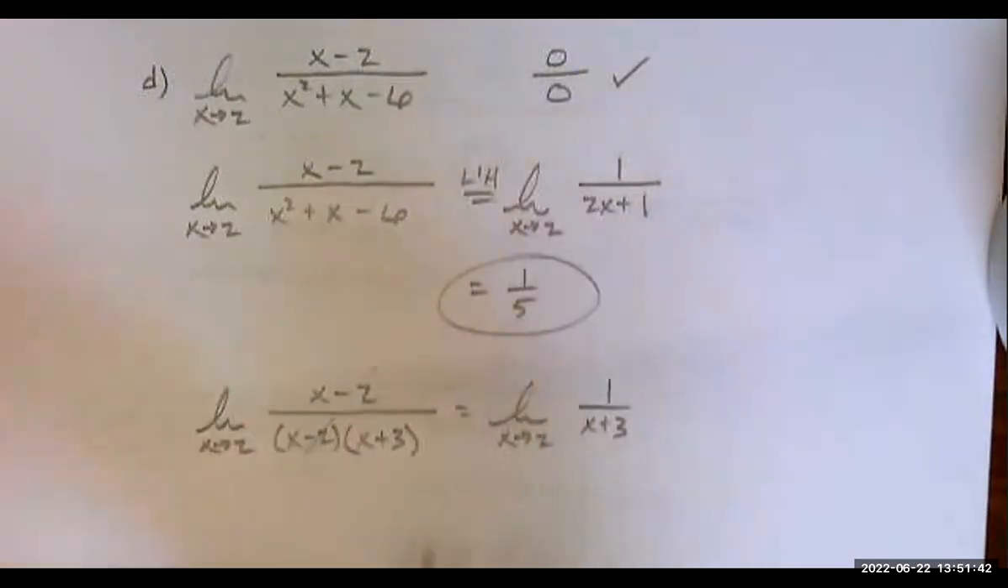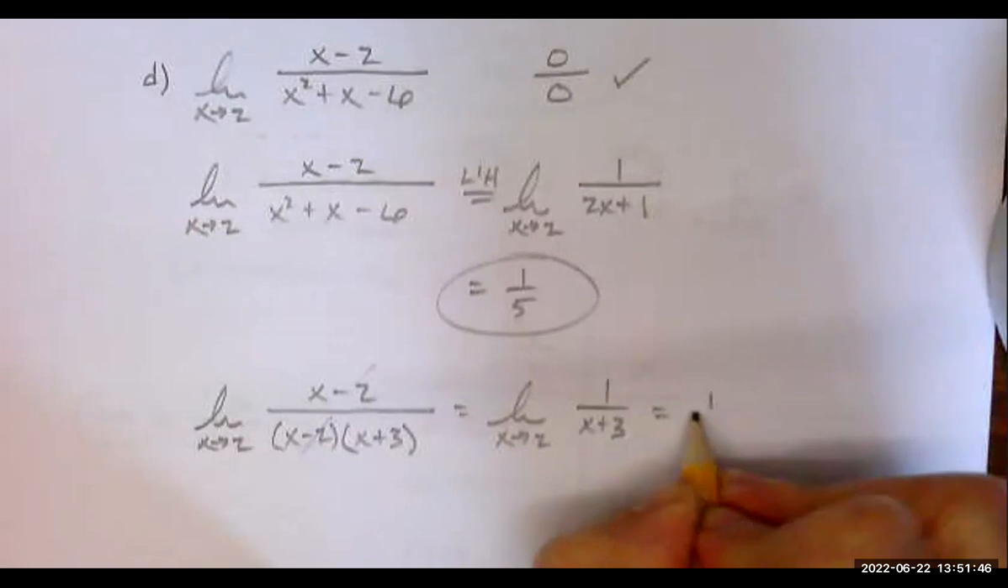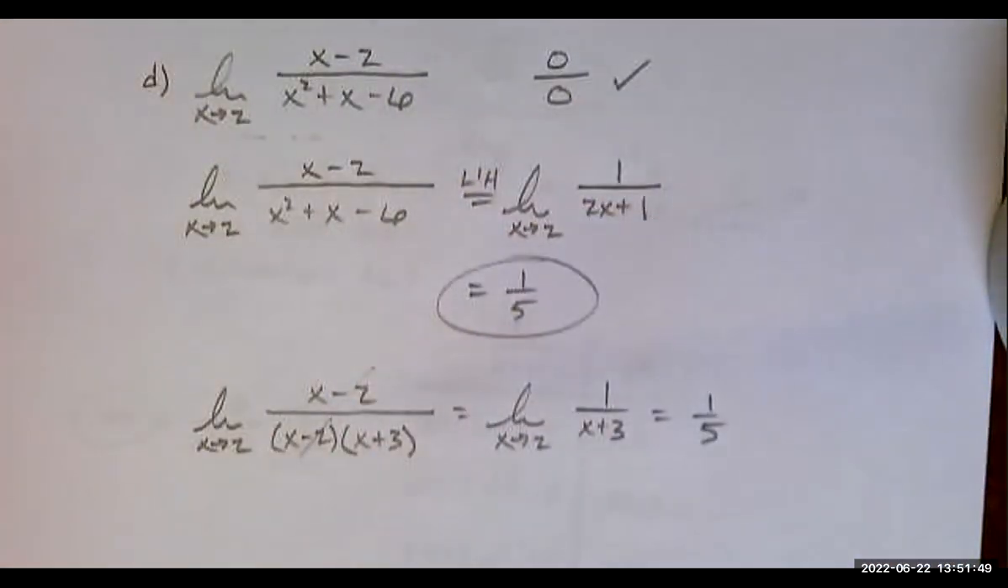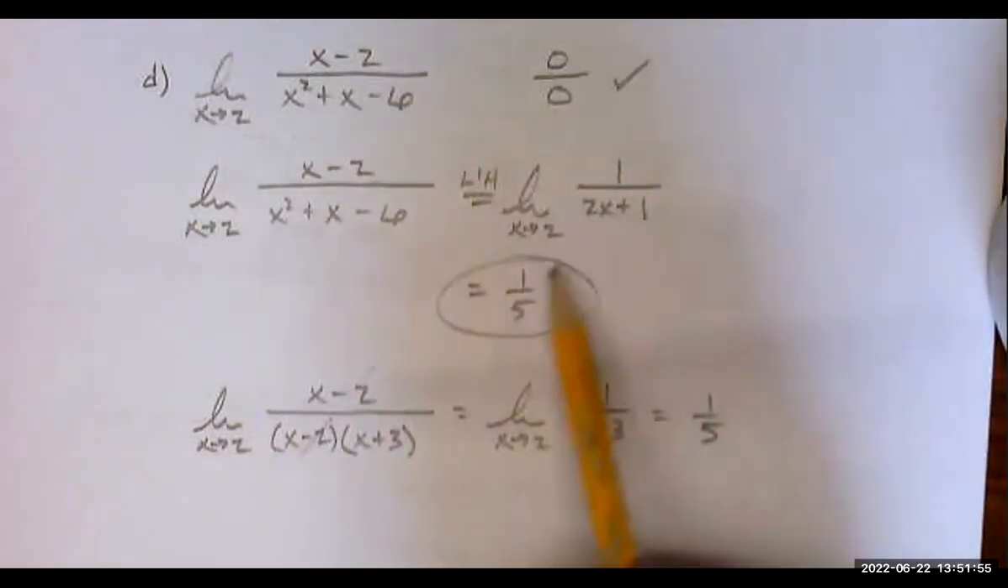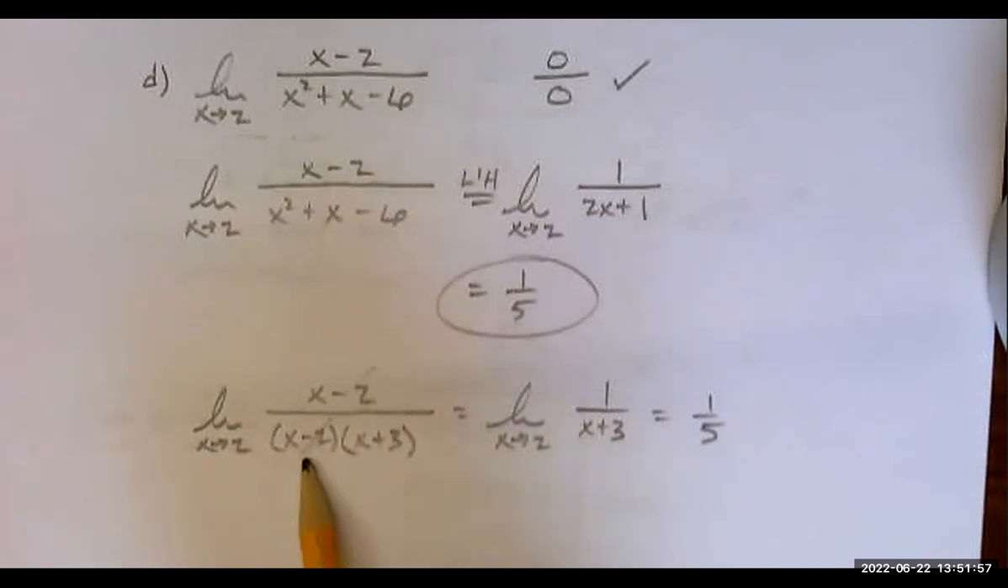Well, would that give us the same answer as the L'Hopital? Yep, we plug 2 in and we get 1/5. So for this question, either approach would work. It is an indeterminate. So we can apply L'Hopital's rule, or we could simplify by factoring. We're going to get to the same answer either way.